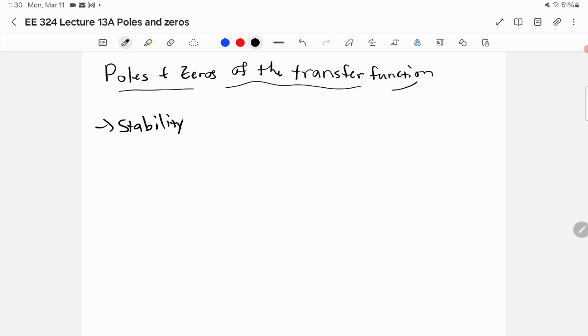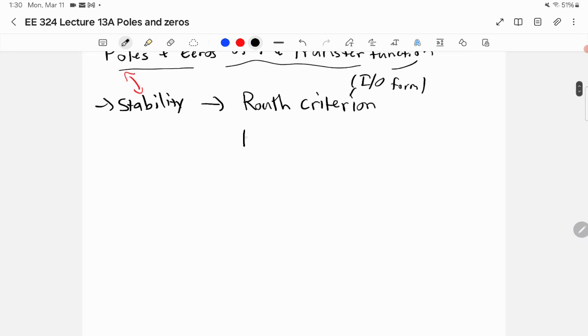In fact, as we'll see in a moment, it really only matters what the poles are for what we care about in terms of stability. And I should be a bit more precise. When I say stability, I mean what is known as Routh's criterion for stability, or this is for, say, input-output form. It's called Routh's criterion, and it's called Hurwitz stability for state space form.